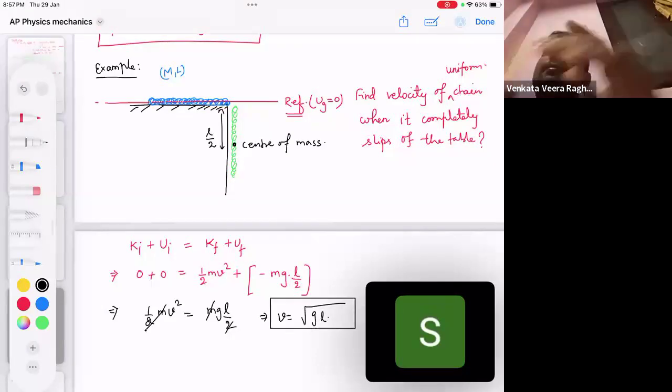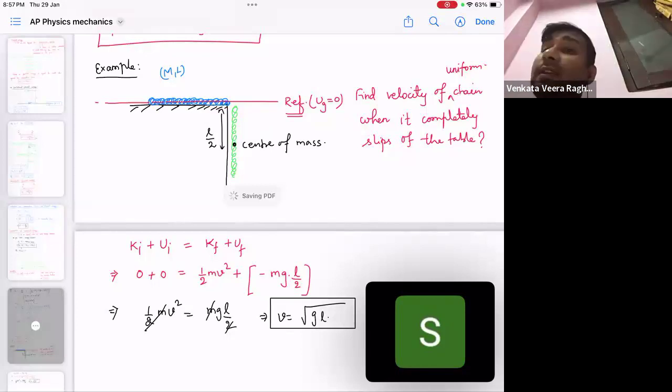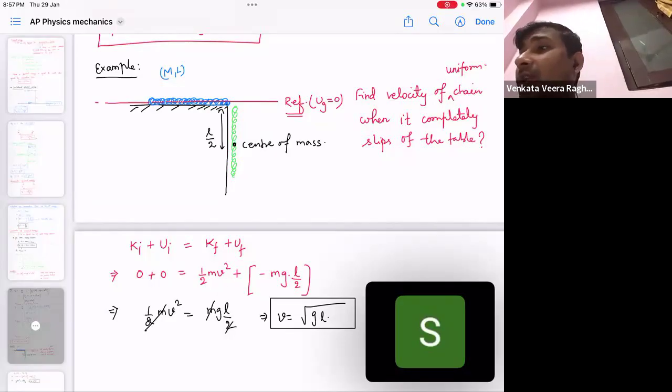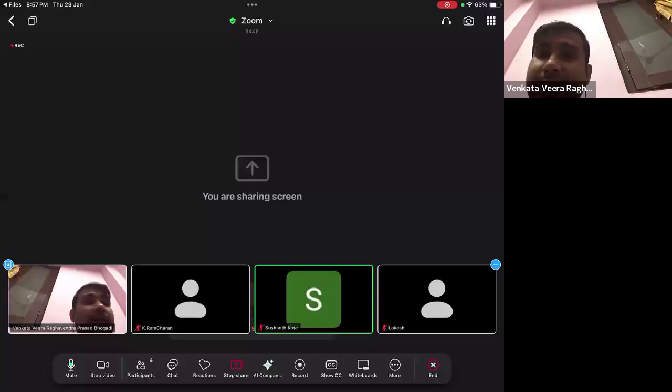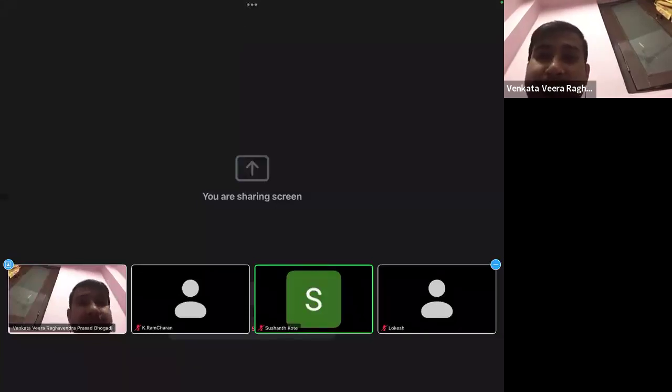Next class we will also learn about considering if there is friction on the table. If there is friction on the table, can I still apply the energy conservation? No. But can I still apply the work energy theorem? Yes. Because friction is a non-conservative force, we won't be able to apply the energy conservation, but still we can apply the work energy theorem. So let's do it in the next class, and we will continue with this one.